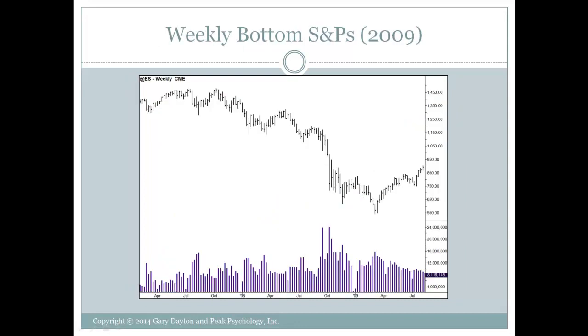All right, so let's shift now off of the intraday, and here's the 2009 bottom in the S&Ps. Now this is a weekly chart, okay? And again, what do we see? We see that acceleration of the trend coming down. We certainly see the swelling of the volume coming in, okay? And you can see here, this is A. We get oversold down here.